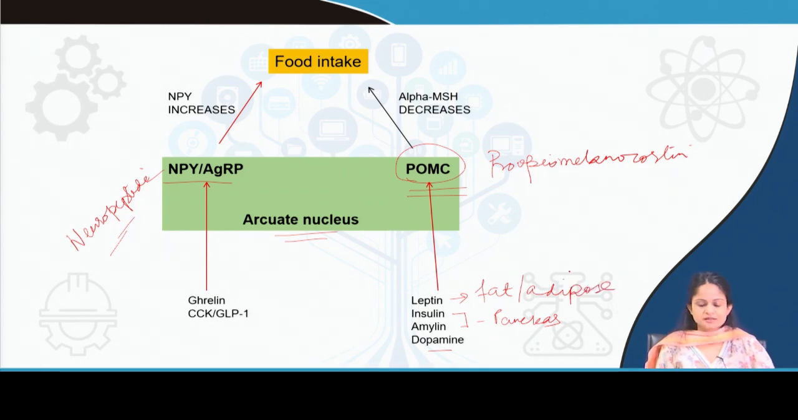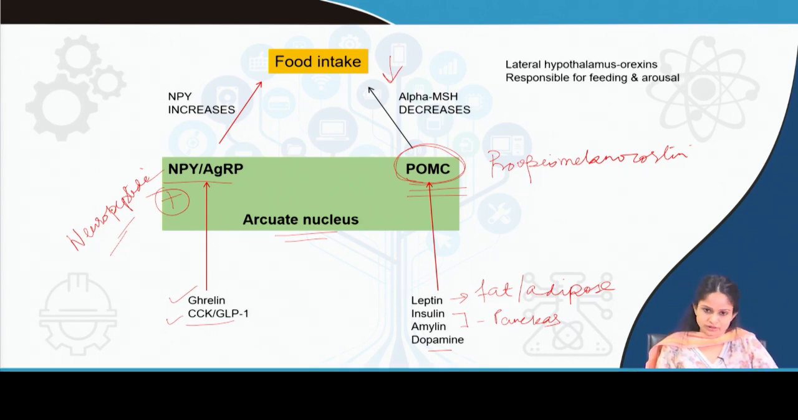Adipose tissue means, suppose I am very fat, so I will have more adipose tissue. More adipose tissue means more fat cells, more leptin. So with more leptin, this will cause activation of POMC, and hence food intake will decrease. On the other hand, ghrelin is secreted from the stomach, and there are cholecystokinin and incretins, which are the gut hormones. These will stimulate the neuropeptide Y region and cause intake of food. So in this way you can see there is a balance maintained in food intake. Regarding the lateral hypothalamus, you should always remember there is secretion of orexins. Orexins are also responsible for feeding behavior as well as the arousal mechanism.